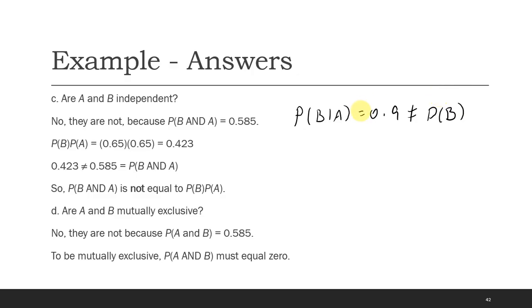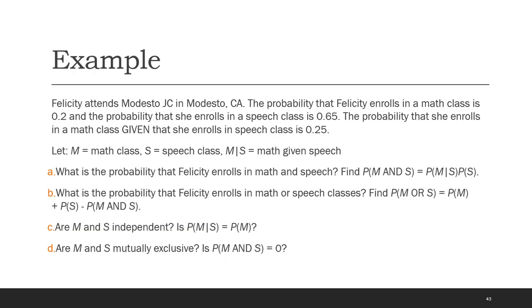So they are not independent because we can't prove any of those conditions, so they're not independent. And we also know that these events are not mutually exclusive, right? Because we already proved that the intersection was equal to 0.585, and this needs to equal 0. So that is it for that one. So we have one last example here.